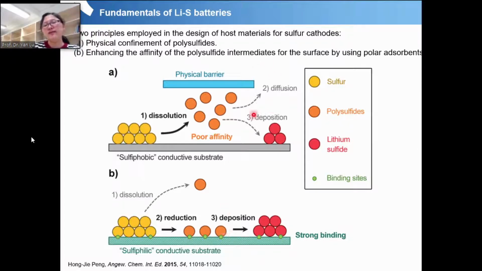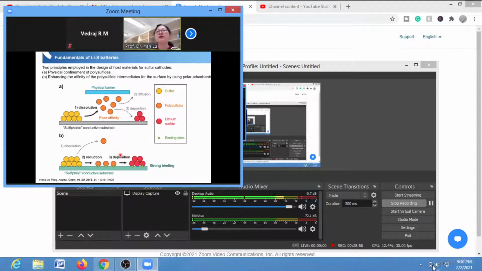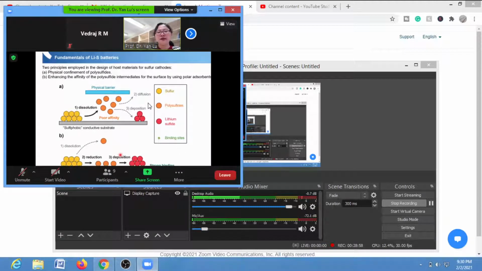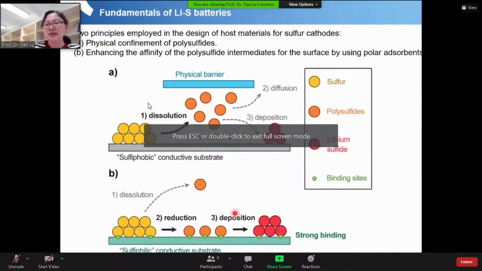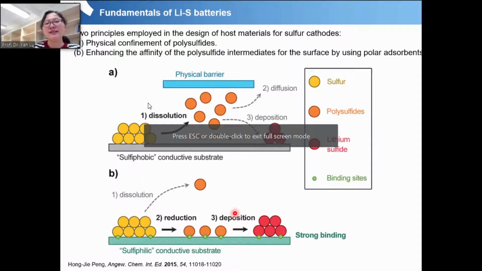And you can already compare: chemical absorption or chemical confinement is normally considered more efficient, but it depends on the system. The optimal system will of course combine both effects, so you have both the physical confinement and the chemical confinement of the polysulfides. Based on this, we will look into the details of what kind of cathode material can be designed and synthesized.